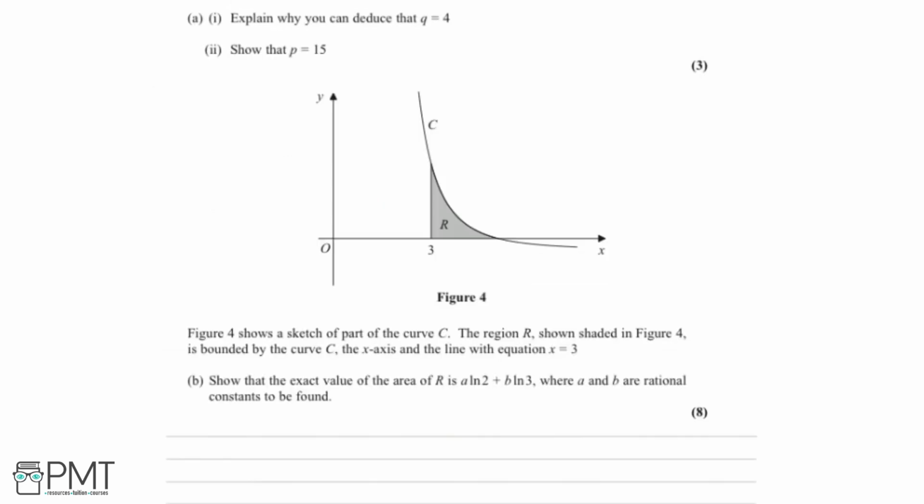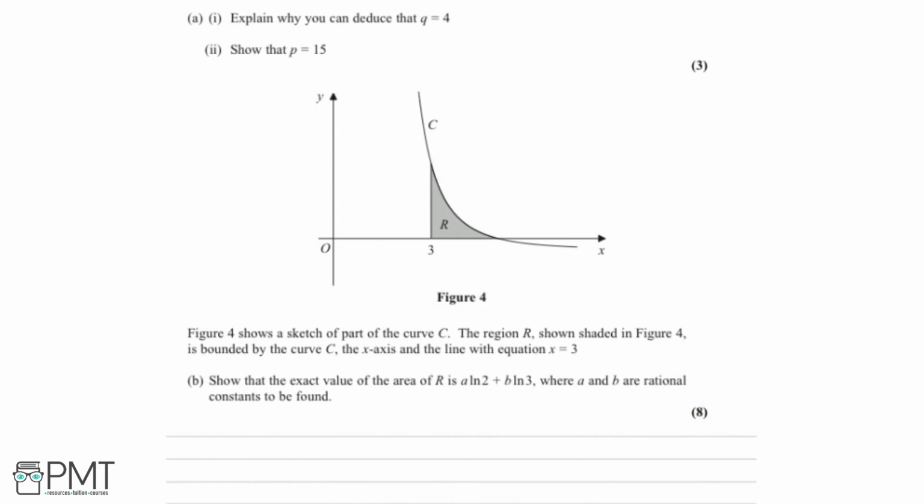So we're now going to work through part B. Figure 4 shows a sketch of part of the curve C, and the region R, shown shaded in figure 4, is bound by the curve, the x-axis, and the line with equation x equals 3. Part B says to show that the exact value of the area of R is a natural log of 2, plus b natural log of 3, where a and b are rational constants to be found. And this is for 8 marks.